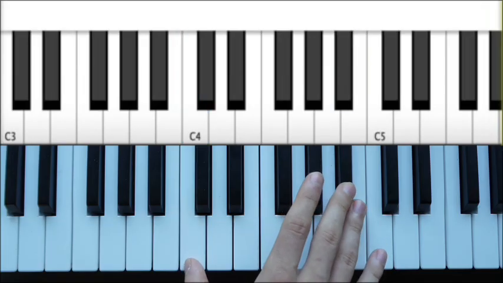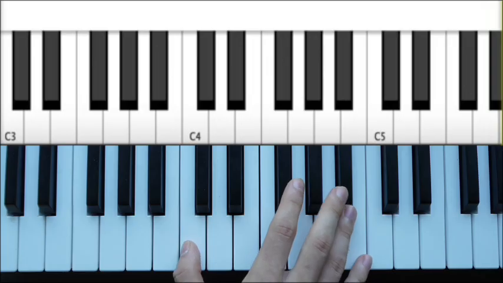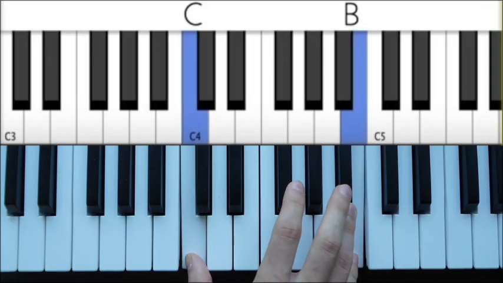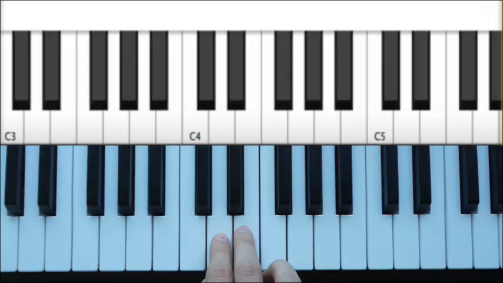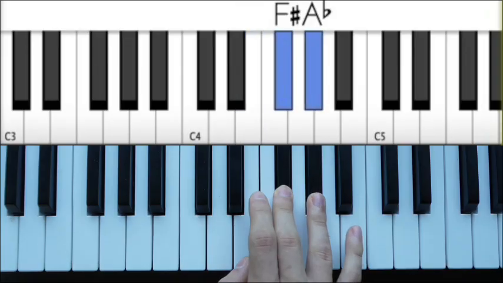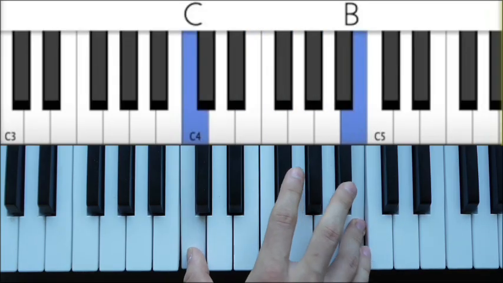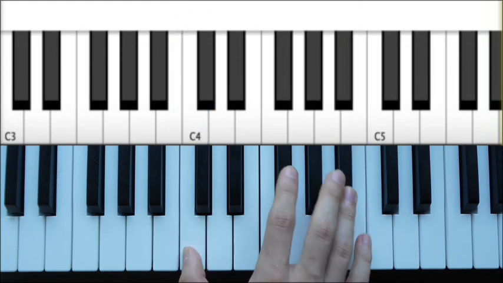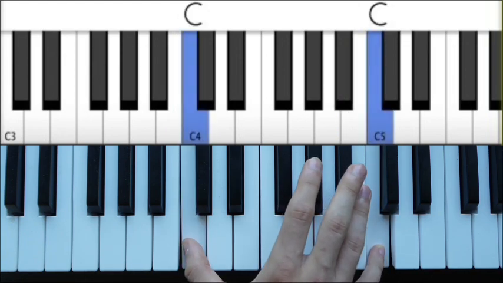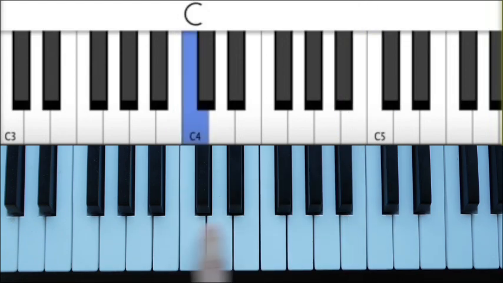The next interval is the major seventh, which contains 5 tones and 1 semitone. 1, 2, 3, 4, 5, and 1 semitone. And the octave is the repetition of our main note, from C to C.